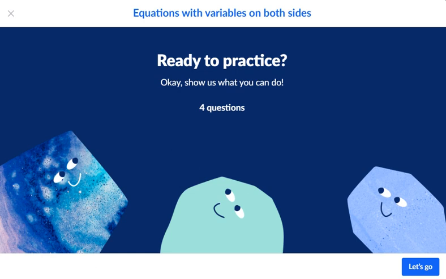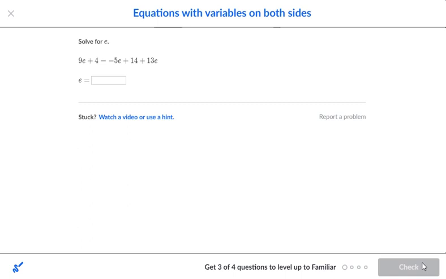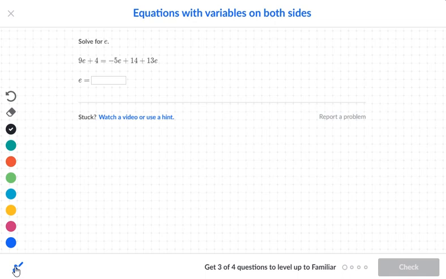Equations with variables on both sides. Okay, so we have the following problem. We have 9E plus 4 is equal to a negative 5E plus 14 plus 13E. So if you do the BCD rule, this will be very, very easy to do.